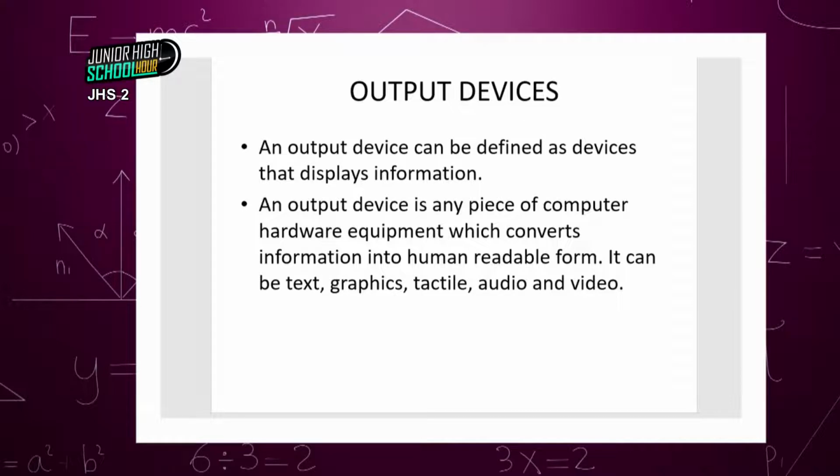So we say an output device can be defined as a device that displays information. An example is your computer or phone screens. Your phone screen can serve as both an input and an output device, because it communicates to you in human language form, and you can also send commands by touching. Remember, we said one of the input devices is touch screens. Most of the phones we have today, be it an Android phone or an Apple phone, have what we call touch screens.